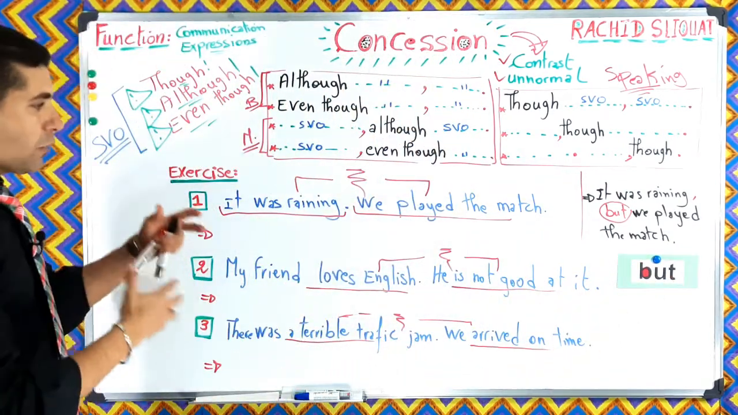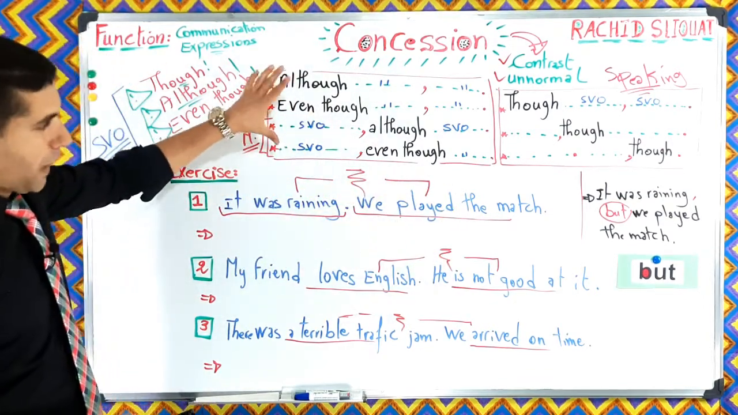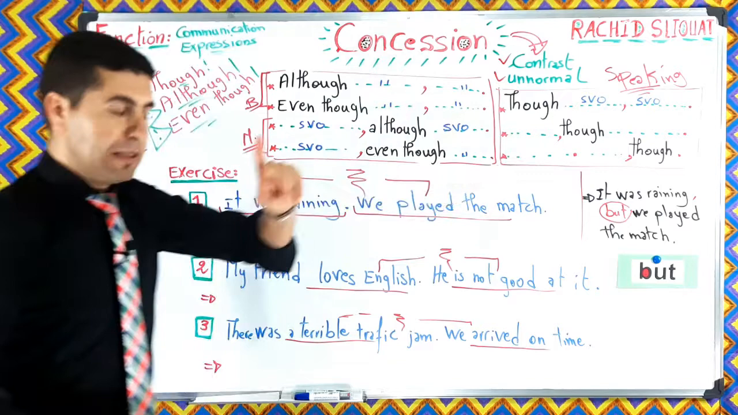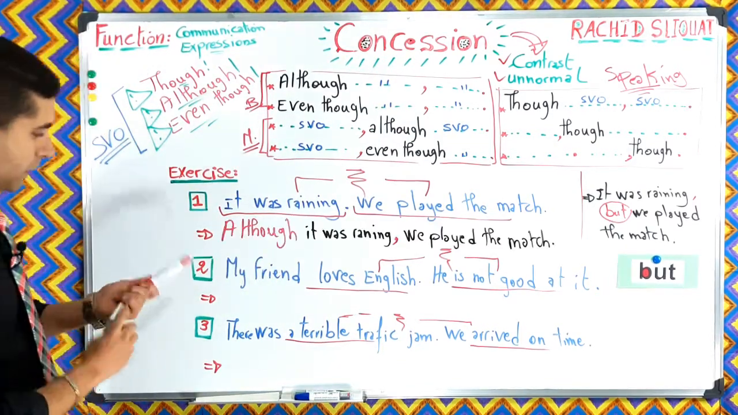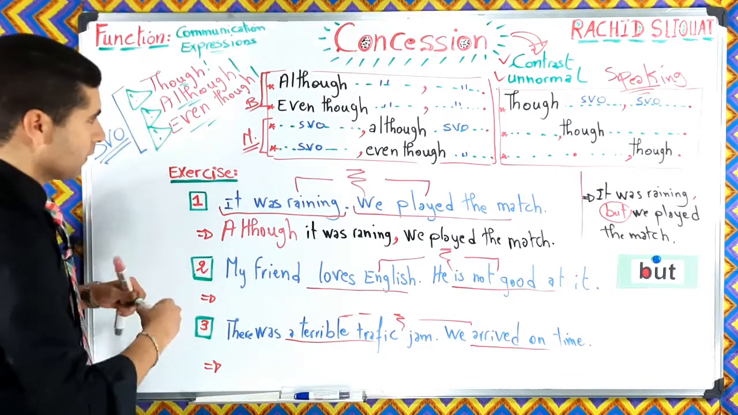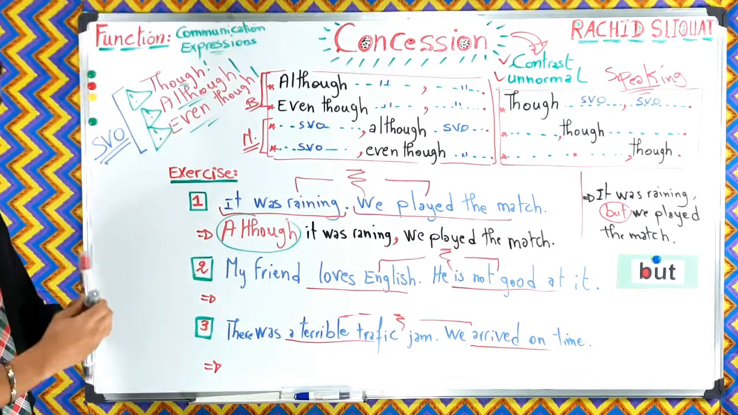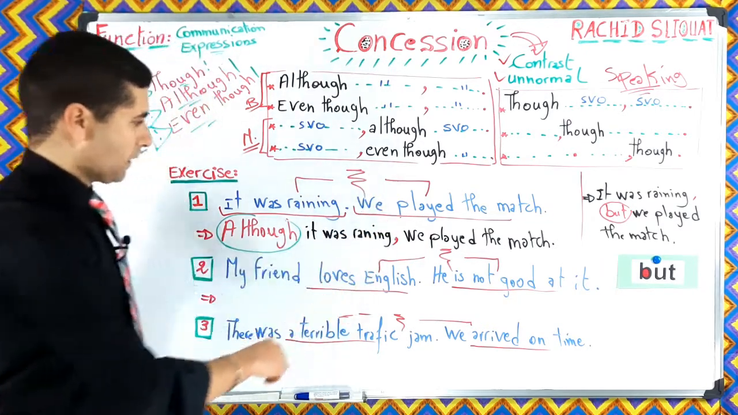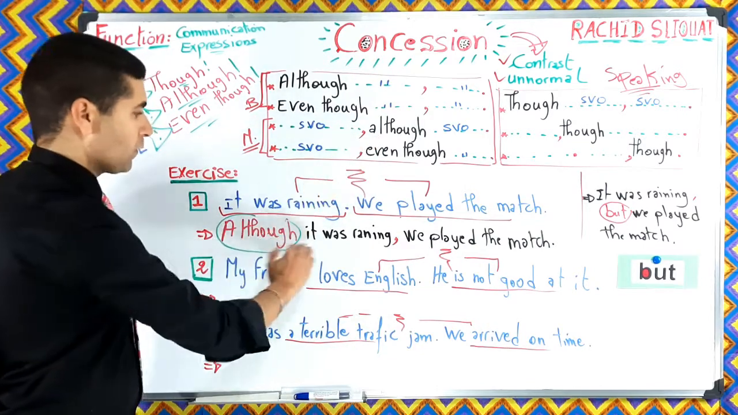Okay, now let's try to rewrite these sentences using these words and use this pattern or this pattern. Let's start with number one. It was raining, we played the match. So this is, as you can see, although it is in the beginning of the sentence, okay? Now we can also use it in the middle. So we can say, we played the match, although it was raining.